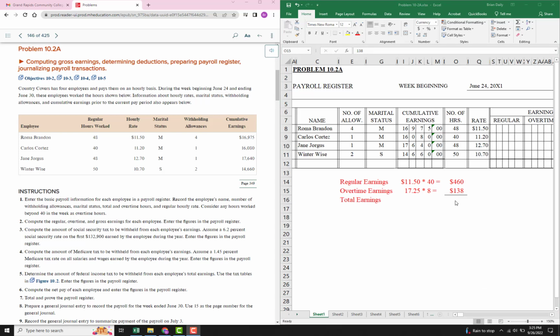So lastly, we need to find Roma's total earnings for the week. So we just add up the regular earnings and the overtime earnings. So 460 plus 138 gives us total earnings for the week of $598.